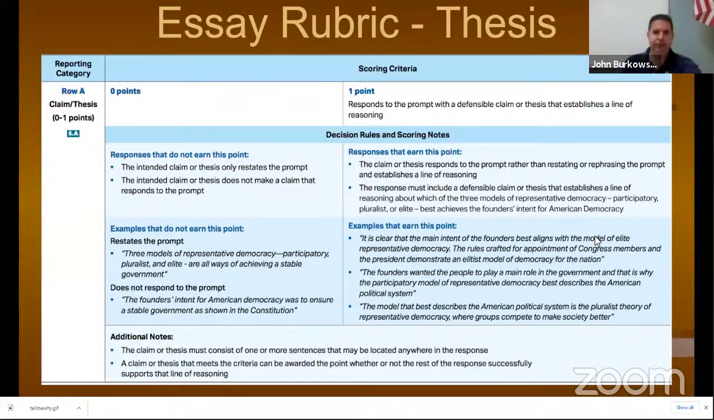So this is the official rubric, all right? And we have the thesis, so row A or point A.